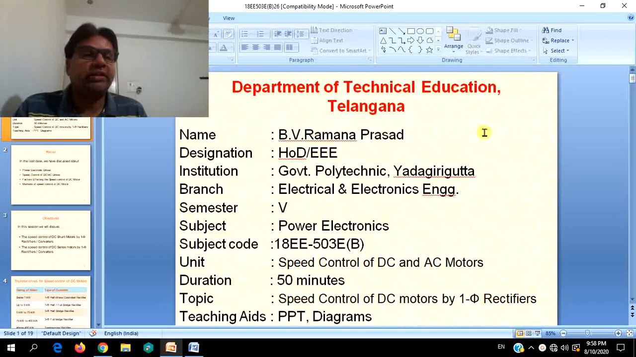This is the 26th session in this series, and in this session we will extend our discussions on speed control of DC motor, started in the last session. In this particular session we will be focusing on the speed control of DC motors by using single phase rectifiers, that is, when the source available is AC and you want to operate DC motors.